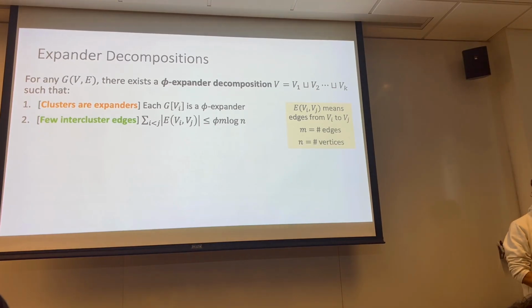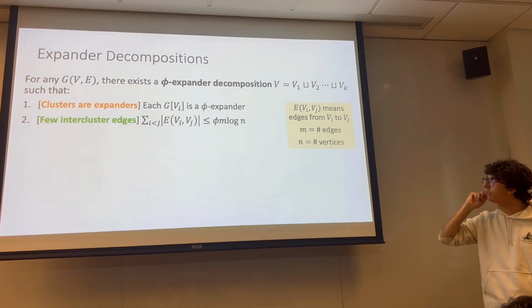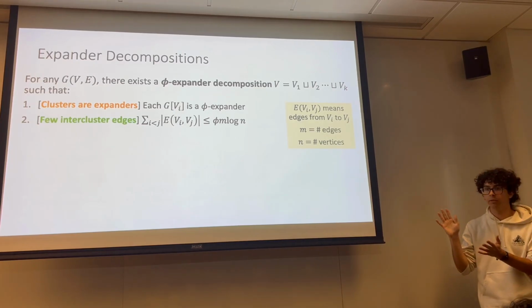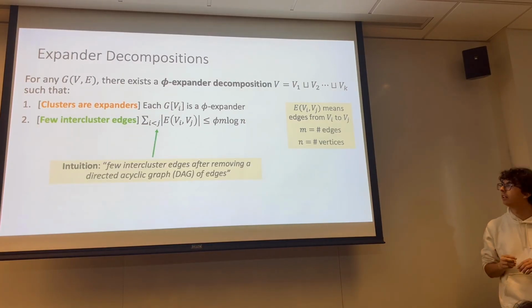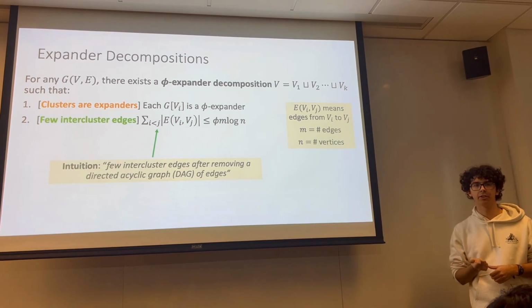But this sum over i less than j of the edges from vi to vj isn't quite all the intercomponent edges. If it were undirected, it would be. But in the directed setting, it's like there are few intercluster edges between these expander components if you allow first removing a DAG worth of intercluster edges.